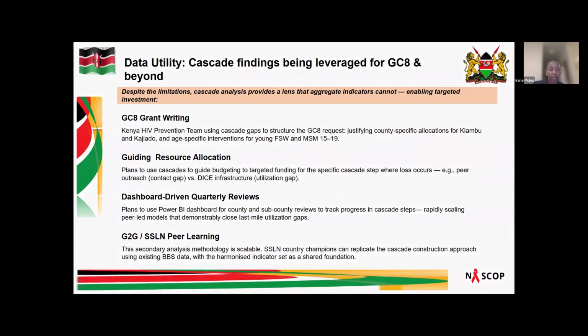We also look forward in terms of the future, starting with the Global Fund grant, especially with the current funding reductions that we have, to the cascades being utilized to guide budgeting and resource allocations, and especially to support the later steps of the cascade where we see large drop-offs. Also to integrate the use of the dashboards in the county and sub-county reviews to track progress. And hopefully in the future, we are able to get more data to cover more counties, and obviously to use this for sessions like this for peer-to-peer learning.